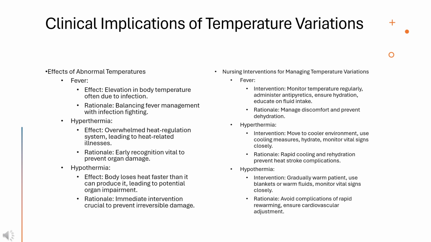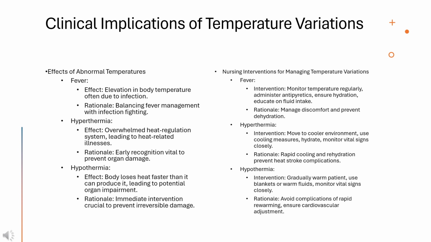For hyperthermia, move the patient to a cooler environment promptly. Employ cooling measures such as applying cool cloths, using fans, or giving cool baths. If the patient is conscious and can drink, provide cool fluids. Notice I'm saying cool and not cold. Keep a close watch on vital signs and seek immediate medical help if there are signs of heat stroke like confusion, seizures, or the patient becoming unconscious.